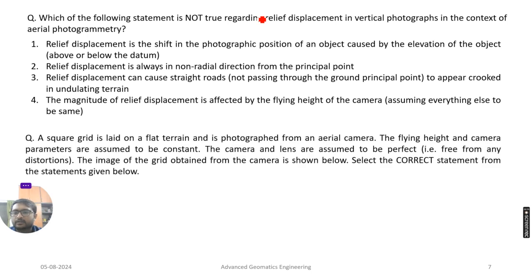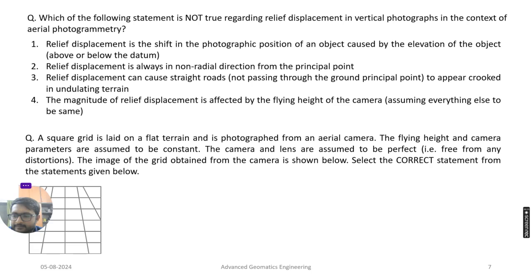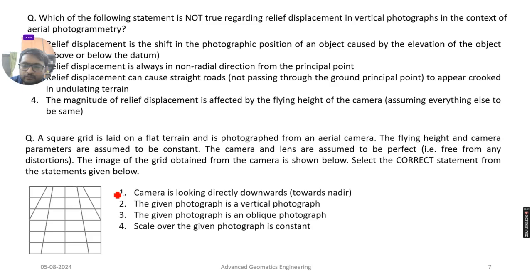Now, based on this concept, we have the next question. A square grid is laid on flat terrain and photographed from an aerial camera. The flying height and camera parameters are assumed to be constant. The camera and lenses are assumed to be perfect, free from any distortion. The image of the grid obtained from the camera is shown below, which you can see like this. So you are getting this kind of image. Which statement is true for this kind of image?